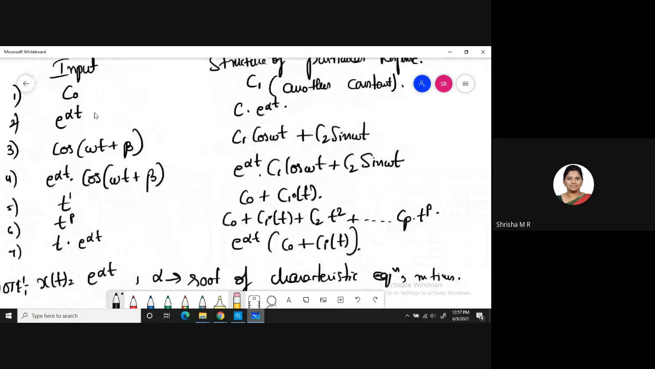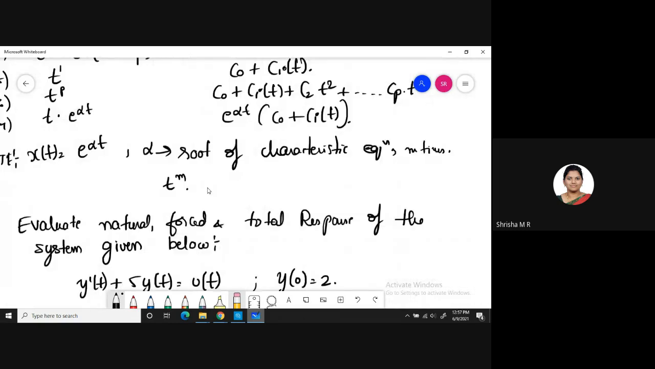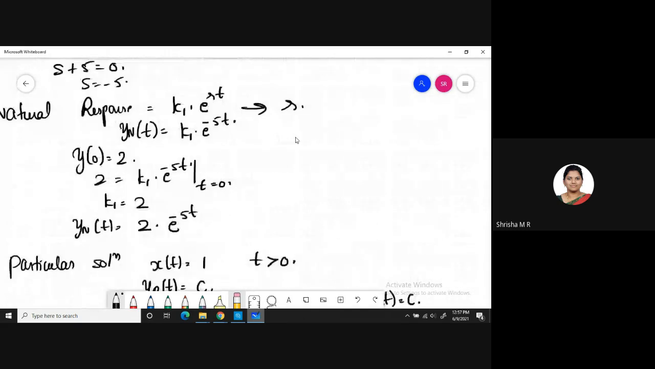So if it is of the form e power alpha t, then the structure of the particular response will be c into e power alpha t. Got it? So I have substituted c into e power alpha t for the particular solution. Let us calculate that.